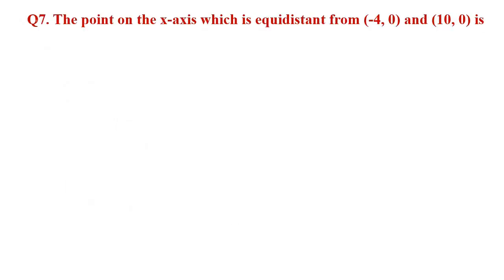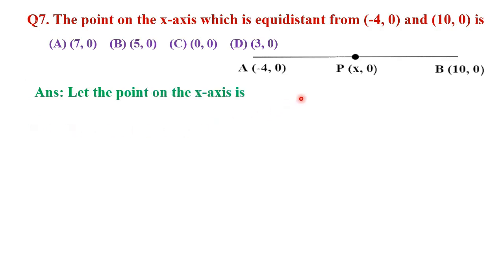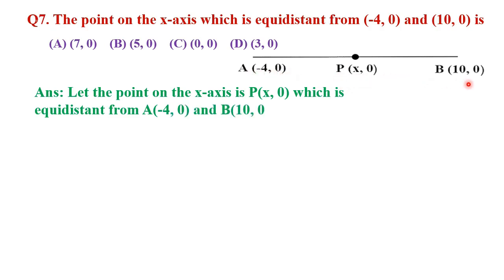Question number 7. The point on the x-axis, which is equidistant from minus 4, 0 and 10, 0 is, the options are A 7, 0, B 5, 0, C 0, 0, D 3, 0. Answer. Let the point on the x-axis be P(x, 0), which is equidistant from A(minus 4, 0) and B(10, 0). We have AP is equal to PB.